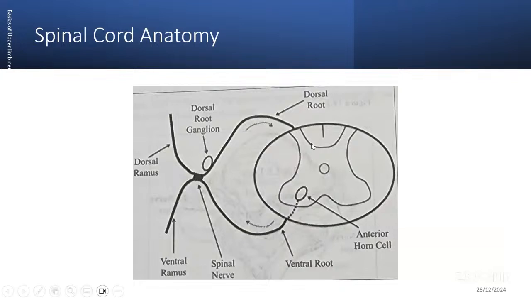So briefly: the dorsal root ganglion, dorsal ramus, and ventral root, the spinal nerve, ventral ramus. This particular anatomy is often asked in questions and people forget it. We do paraspinal EMG to test the paraspinal muscles, and the posterior rami supply them. You have to see whether the paraspinal muscles are involved or not involved.